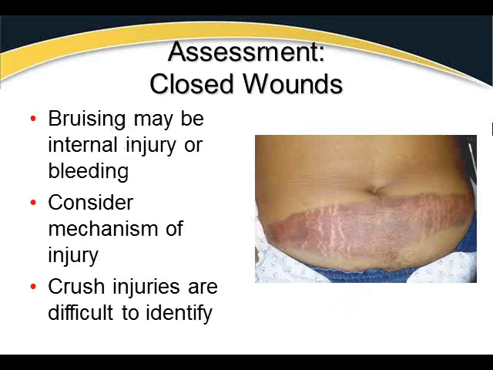So, assessment of a closed wound: bruising can be from an internal injury or bleeding. You want to consider the mechanism of injury. Crush injuries can be difficult to identify unless you specifically saw what happened. You can look at this injury they have pictured here in the textbook. I think almost all of us could probably figure out what caused that. It's most likely a seatbelt injury from a lap belt which was worn too high.